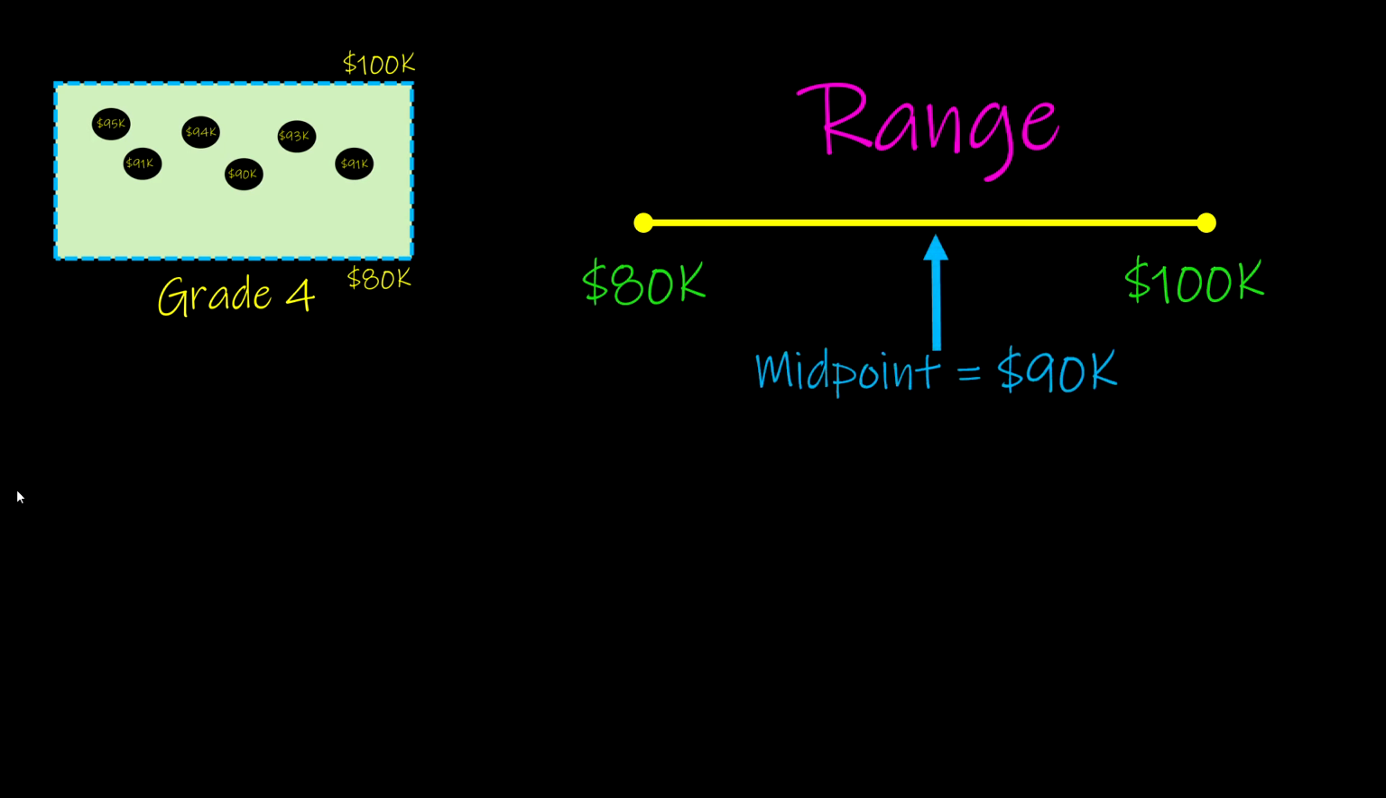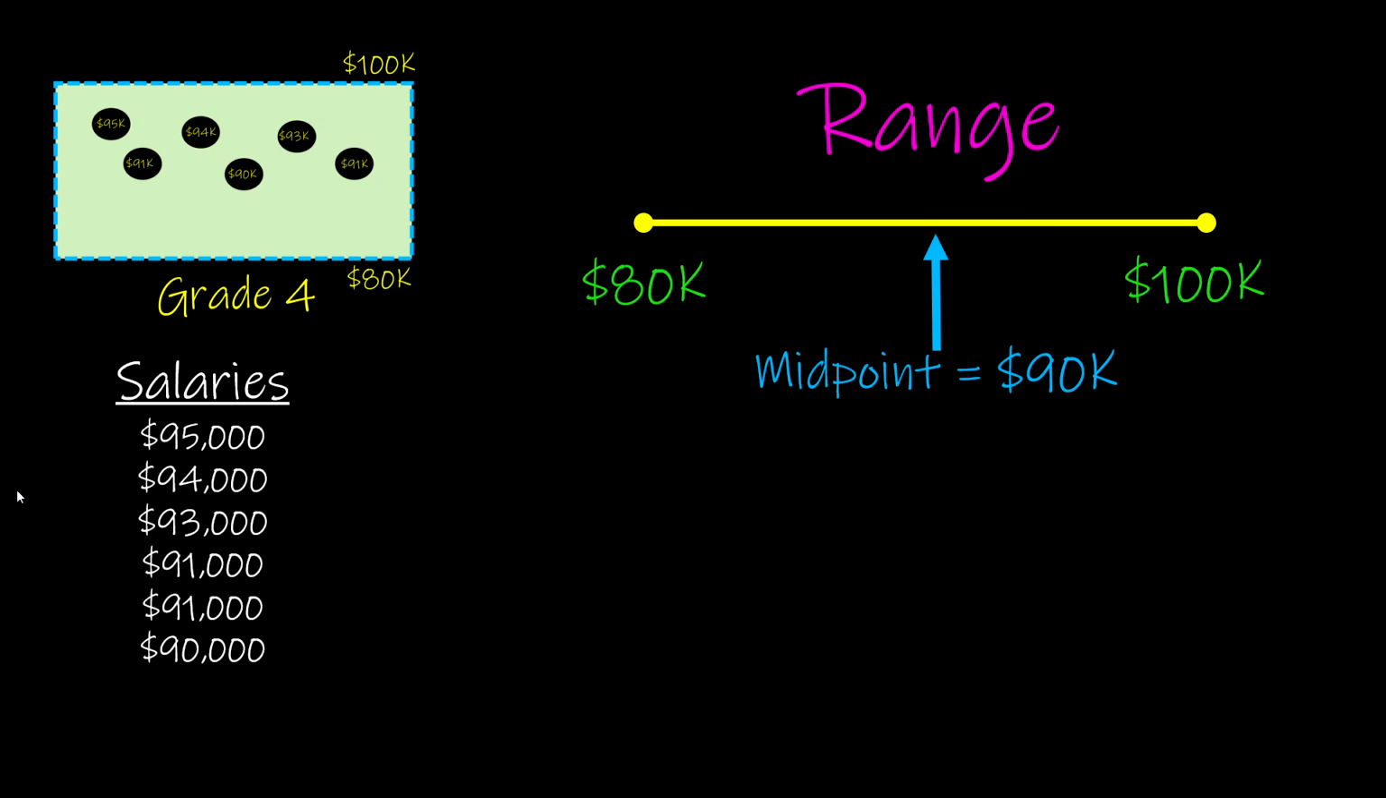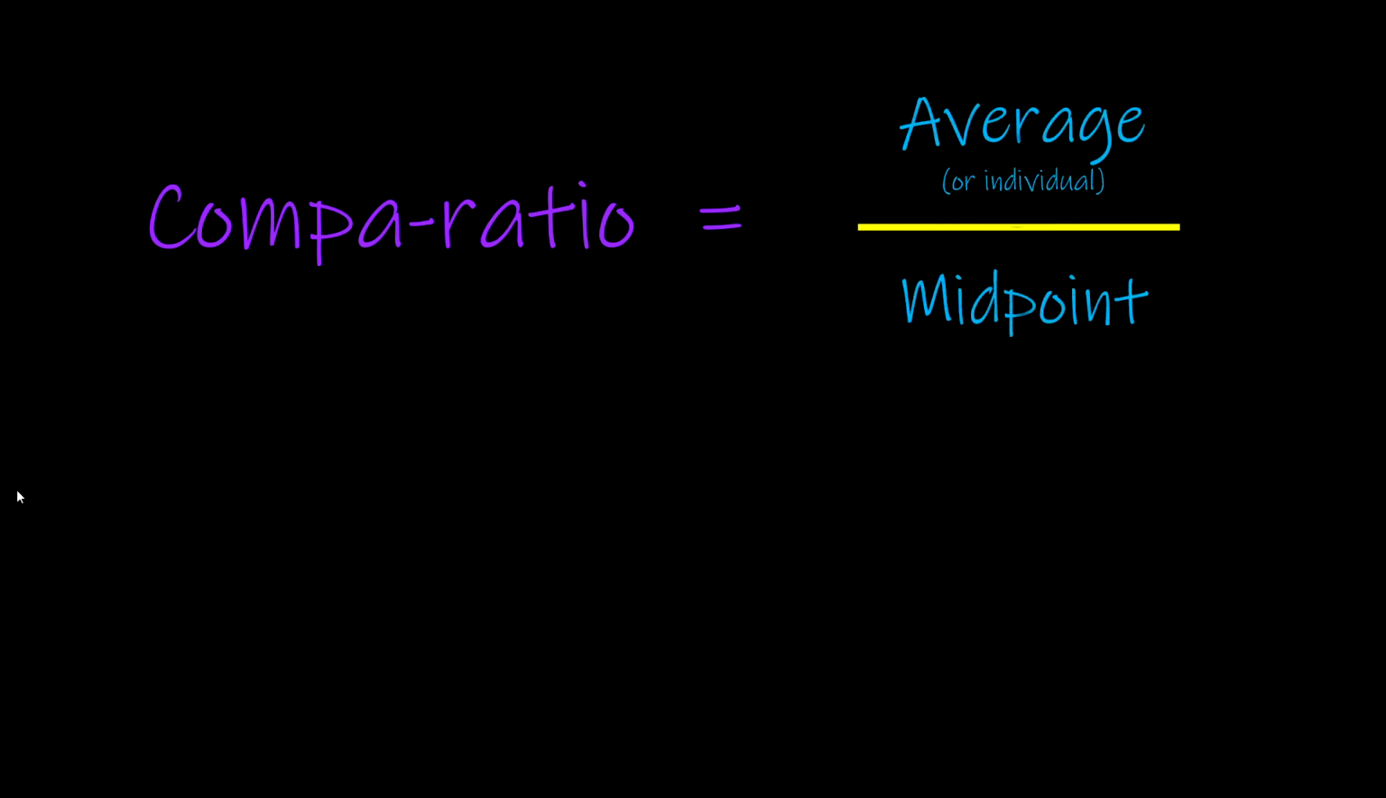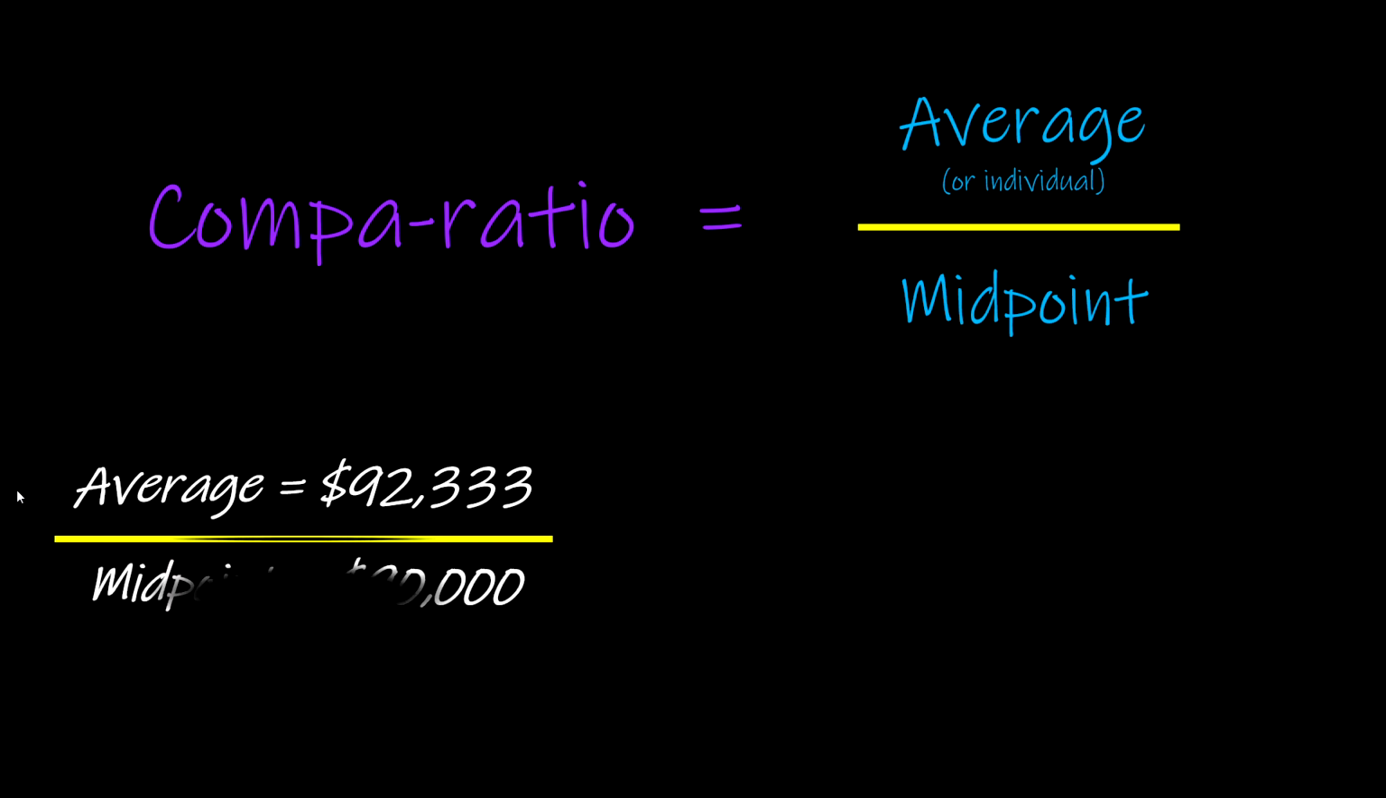The next thing we're going to do is list out all of our salaries here. We've got 95, 94, 93, 91, 91, 90, and we're going to take the average of them, and that average works out to be $92,333. So as we calculate our compa ratio, again, we're going to take the average salaries and divide it by the midpoint. That gives us that $92,333 that we came up with previously, and we're going to divide that by the midpoint of $90,000. And what we have here is a compa ratio of 1.03.